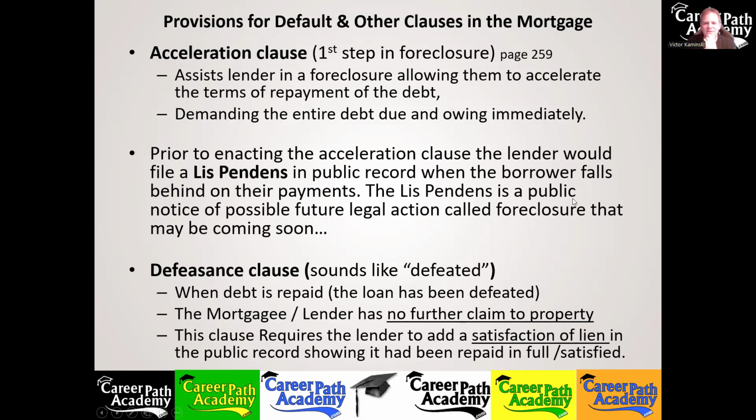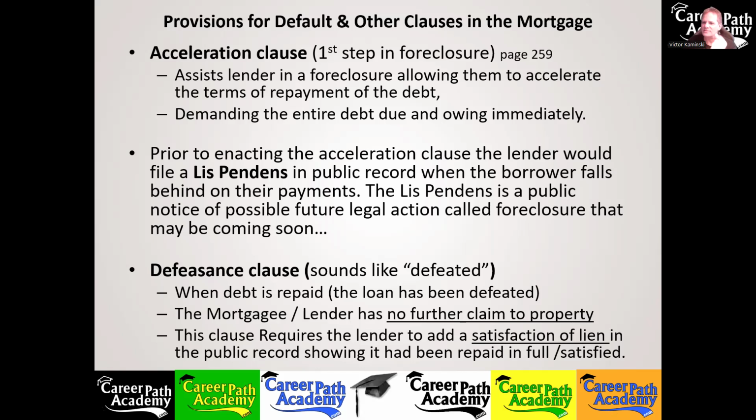So the lis pendens is a public notice of possible future legal action called foreclosure. All right, then we've got the defeasance clause, I'm sorry, not default. The defeasance clause sounds like defeated, like you've been beat, right? Well, what did you beat? What has been defeated? Defeasance, defeated. Get those two words together in your head.